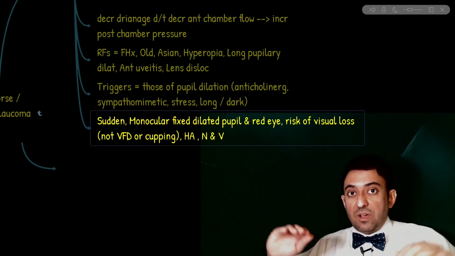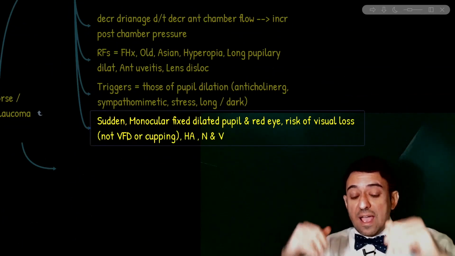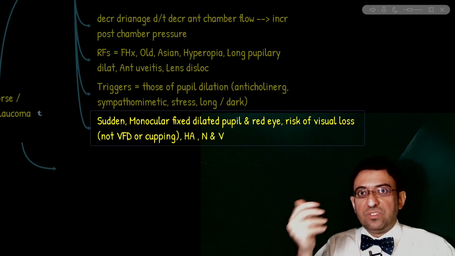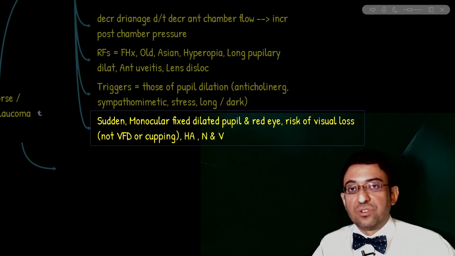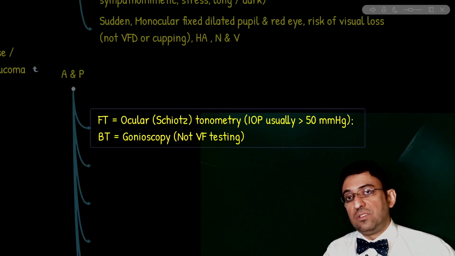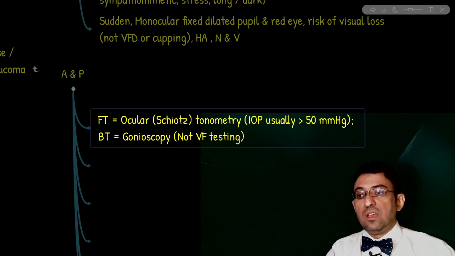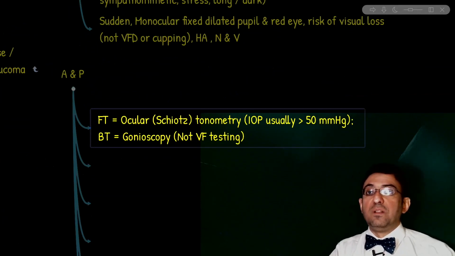Please build a habit of touching the eye in the normal condition as opposed to that of glaucoma, and if you just touch it once, you would see what it means to touch the hard, almost rock solid texture of glaucoma. What's the first test? Regardless of the type of glaucoma, the very first test is Schiotz or ocular tonometry. What is the intraocular pressure that reaches emergency levels? That's an intraocular pressure greater than 50 millimeters of mercury.